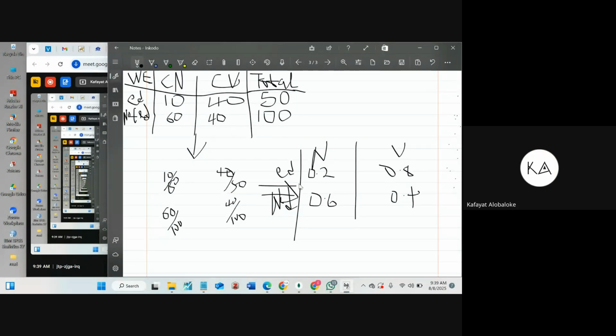Remember that this table is telling us that if a word is ending with ed, the probability that that word is a noun is this. Likewise, the probability that that word is a verb. Now, what if the word is not ending with ed? What are the chances? Do you get that? Okay. So do you want to try again?